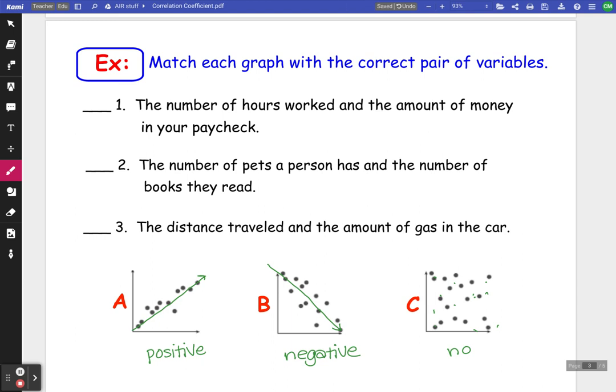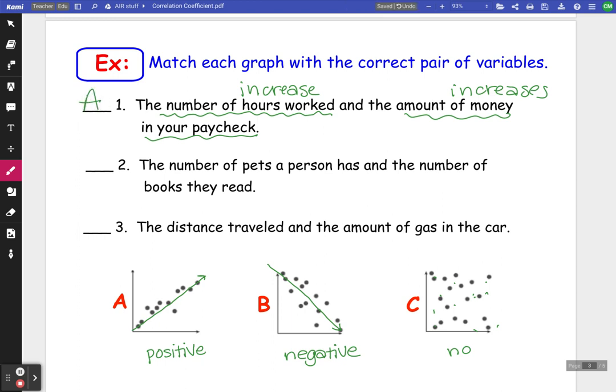So if we go back up here and we try to match these, number one says the number of hours worked and the amount of money in your paycheck. So if we think about it, as you work more, the amount of money in your paycheck should be more. So it should be an increase that goes with an increase. And an increase with an increase is a positive correlation. So that should be A.